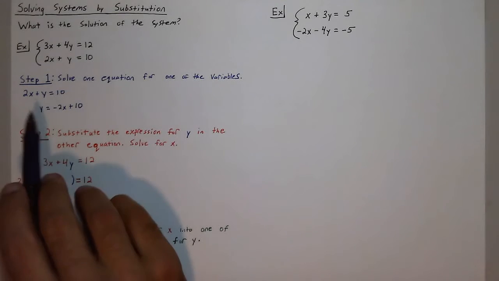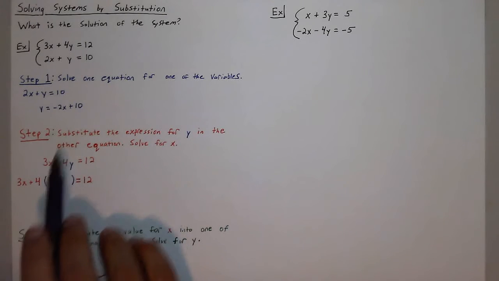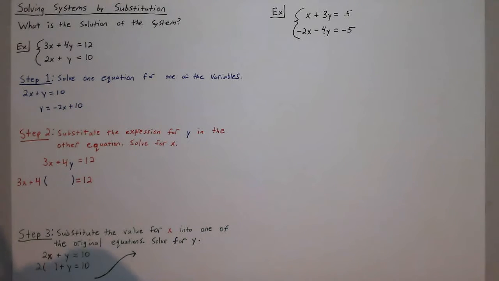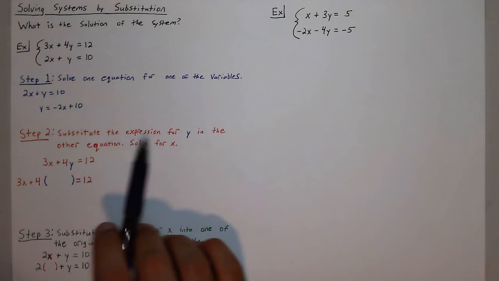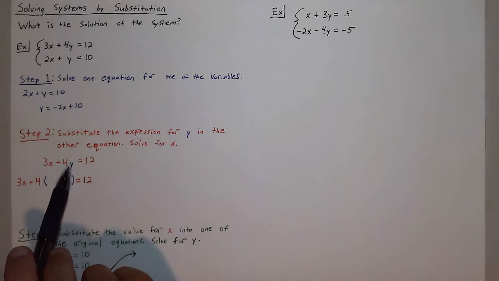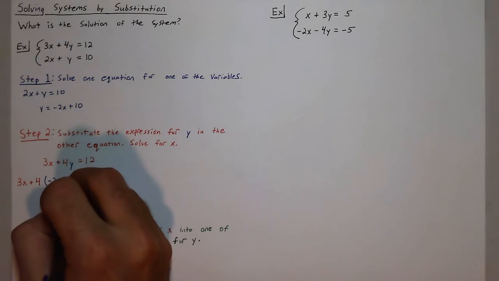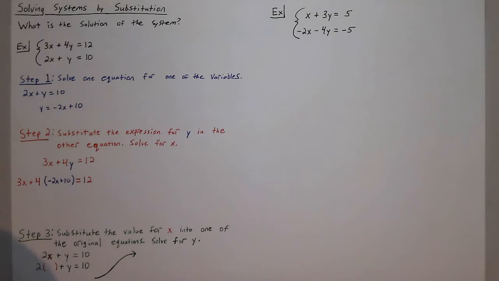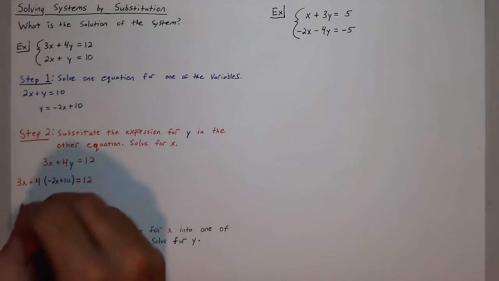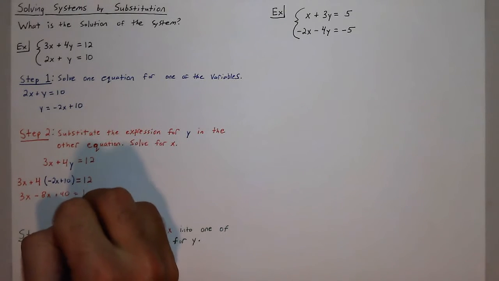And now I'll take what I know, that y equals negative 2x plus 10. So in the other expression, 3x plus 4y equals 12, I will substitute this expression for y into that equation. So now y here, instead of 4y, becomes 4 times negative 2x plus 10. Once that's substituted in, I can solve this equation for x. So distribute the 4: 3x minus 8x plus 40 equals 12.